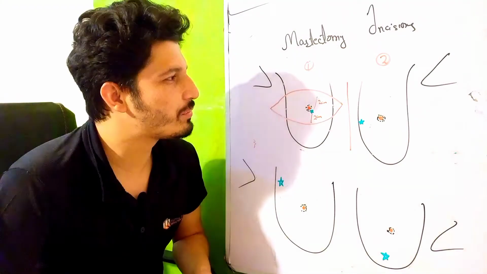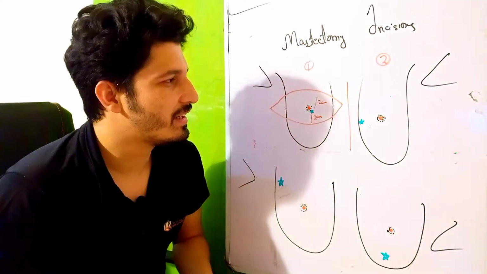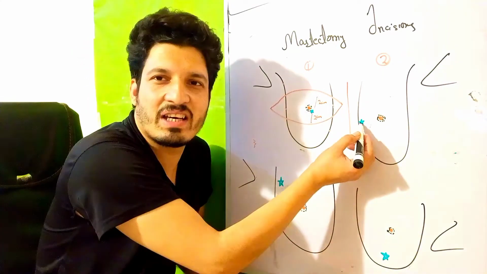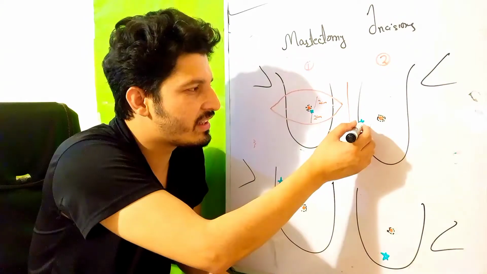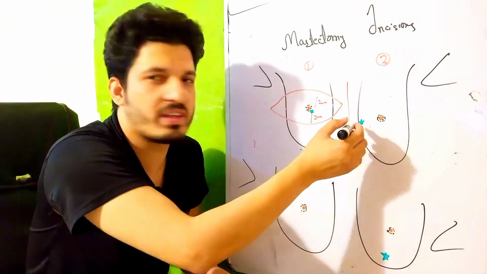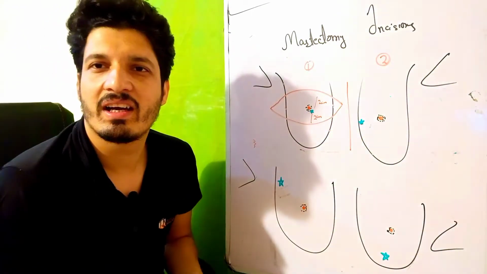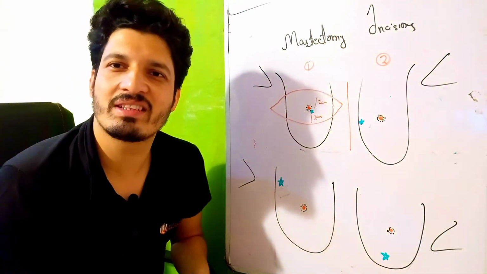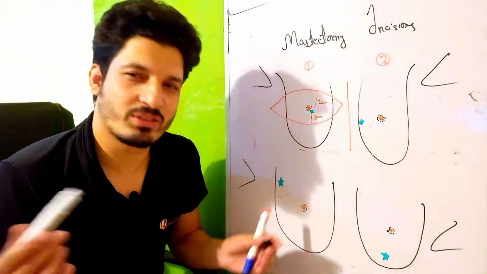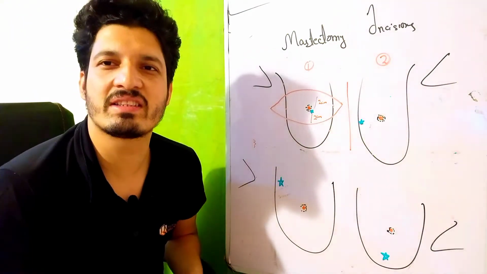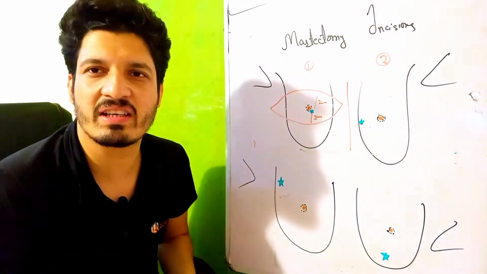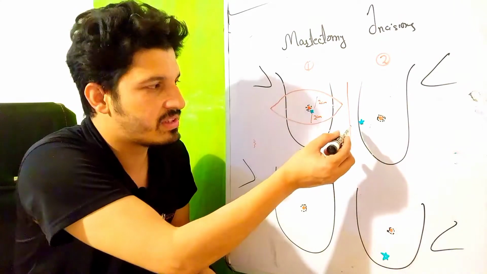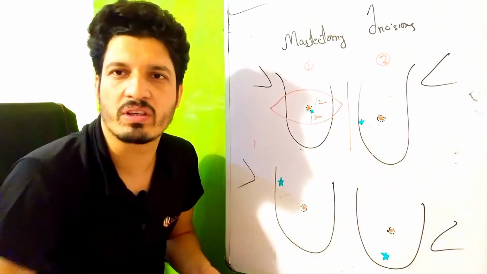Now we are moving towards the second diagram, in which the location of this star, the tumor, is on the inner border, or the inner quadrant of the breast. Here it lies. The rules of the incision remain the same, so we can give the elliptical incision, but there is some alteration in our incision due to the changed location of our tumor.